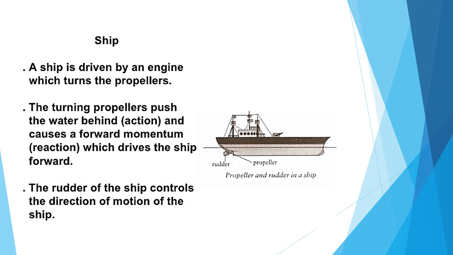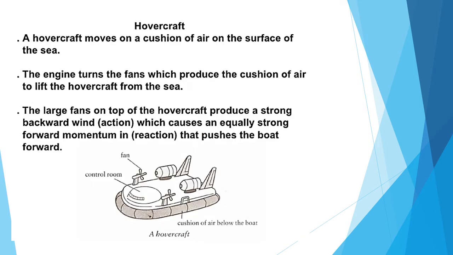So the rudder, you can see the rudder, right? The rudder actually is a part which controls the direction of the ship, whether you want to go to the left side or the right side. This rudder is controlled by the captain of the ship. In bahasa Melayu, the rudder is called kemudi.